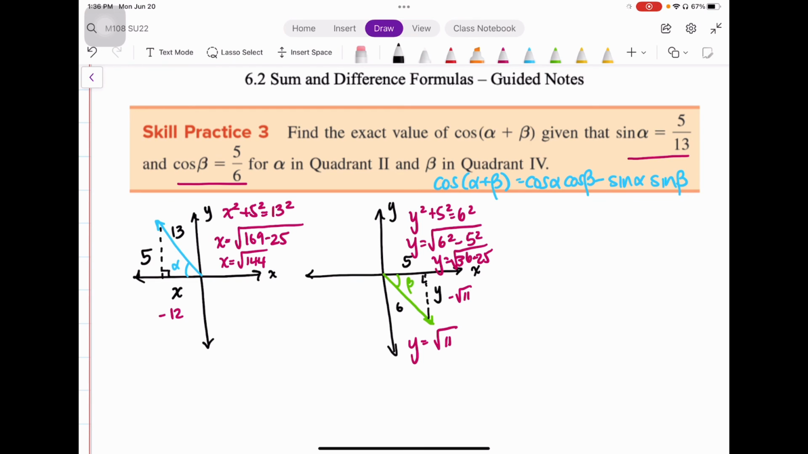We have the sine of alpha, we have the cosine of beta. We need the sine of beta and the cosine of alpha. The cosine of alpha is going to be negative 12 over 13, and the sine of beta is going to be negative root 11 over 6.